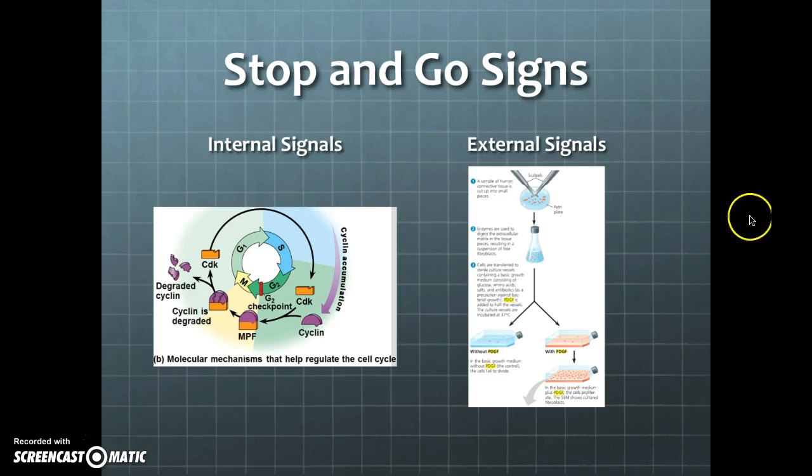A sample of human connective tissue is cut up here, and then enzymes are used to digest the extracellular matrix in the tissue, and then these cells are transferred to different culture vessels. This culture vessel does not have PDGF, whereas this culture vessel does have PDGF. And the results indicated that without PDGF, cells fail to divide, whereas with PDGF, cells do proliferate.